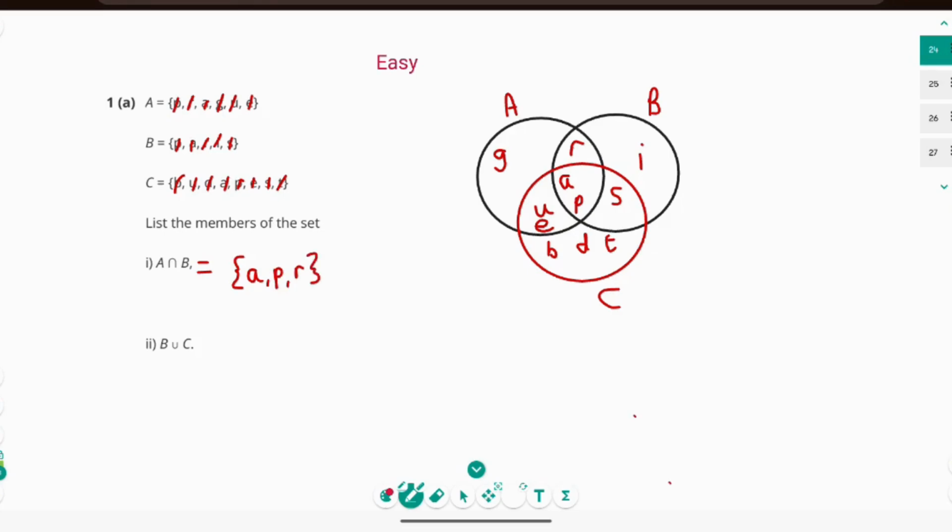And B union C. We've got anything in B, both, or C. Which gives us P, A, R, I, S, B, U, D, E, T. Yeah, that's it.